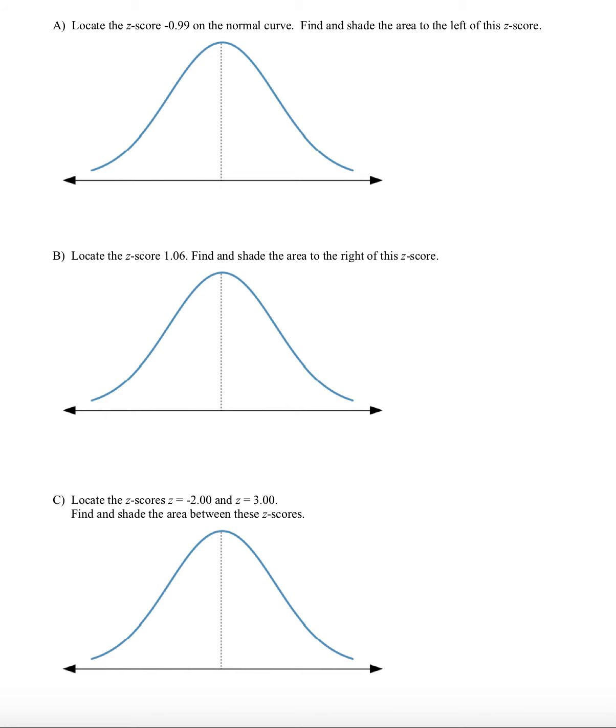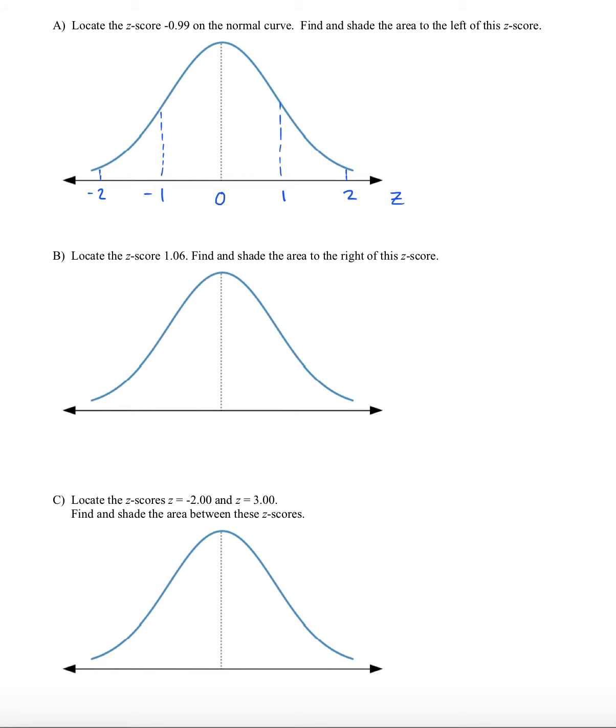This problem says locate the z-score of negative 0.99 on the normal curve. Find and shade the area to the left of the z-score. Alright, first thing we'll want to do is make ourselves a z-scale and just mark off some of the important points here, like 1 standard deviation above the mean, 1 standard deviation below, maybe 2 above and 2 below as well.